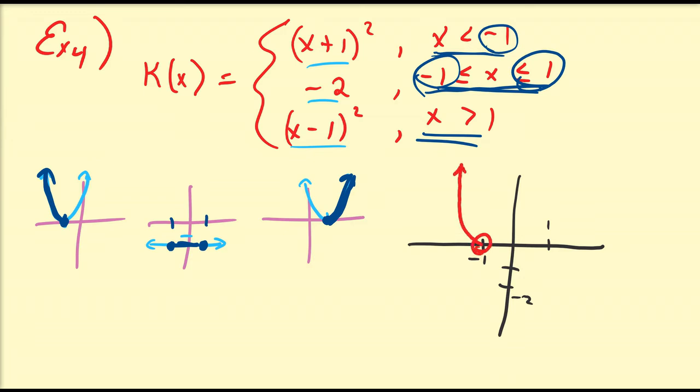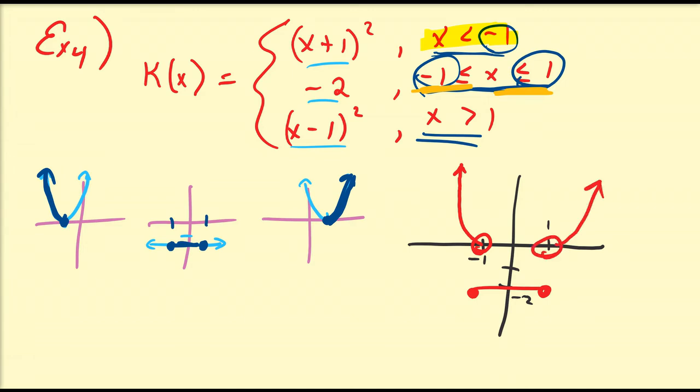Notice this is going to be an open circle because this is going to be less than, not less than or equal to. This is going to be a closed circle because it is less than or equal to, or x is greater than or equal to -1. And then we're going to pass through here. It's going to be a closed circle because it's x is less than or equal to -1, not less than. And this is going to be an open circle, and then it's going to go up.